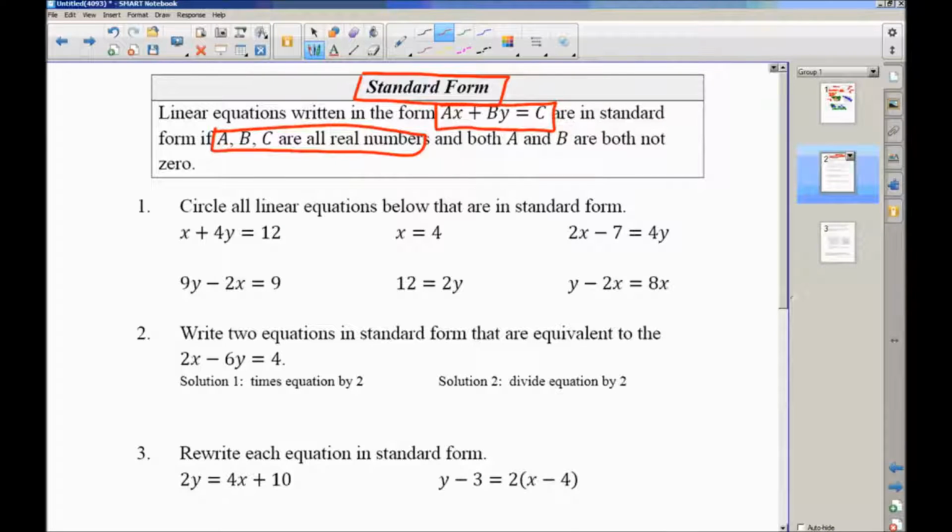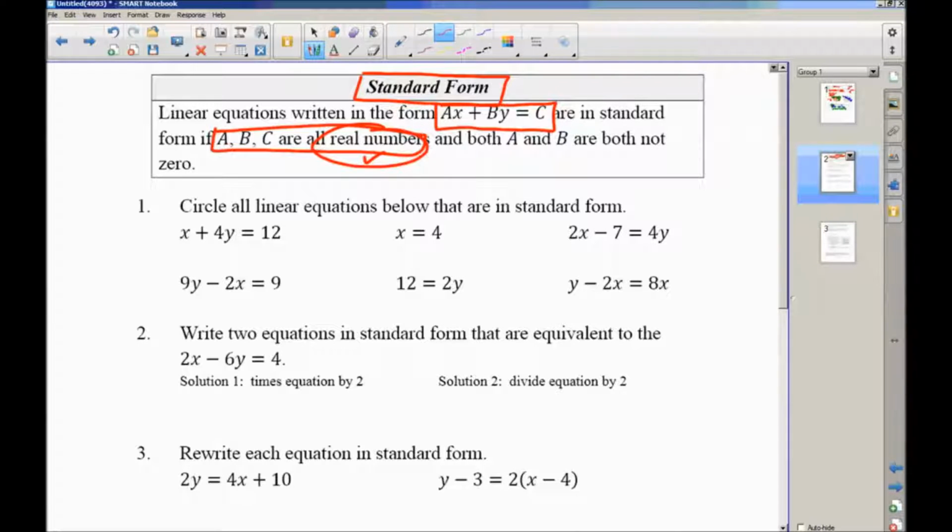Now by convention, we usually try to pick a, b, and c to be integers, and we try to pick a to always be positive. And we usually try to put the input variable first. So those are all conventions. You can just put decimals and fractions in them as long as you have real numbers. So no imaginary numbers here.